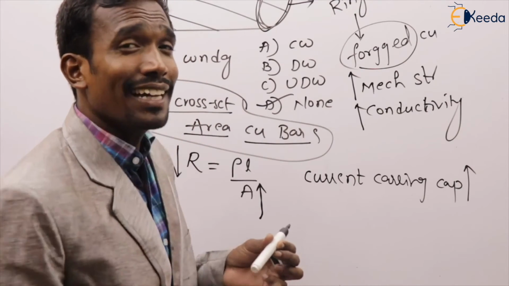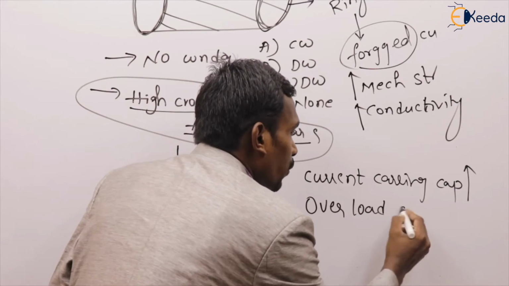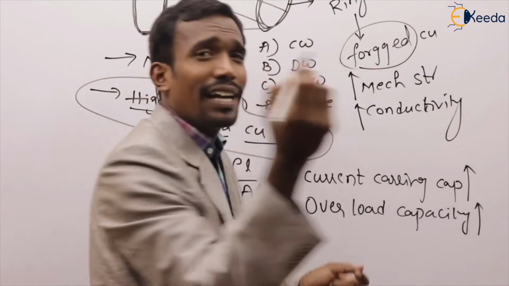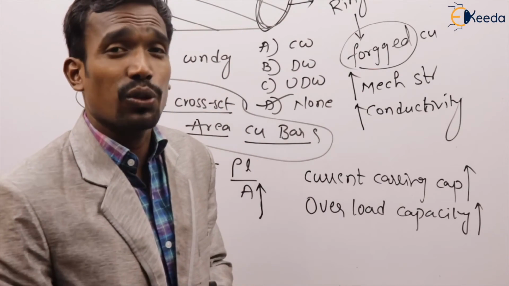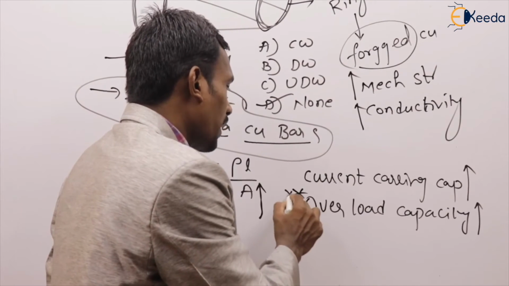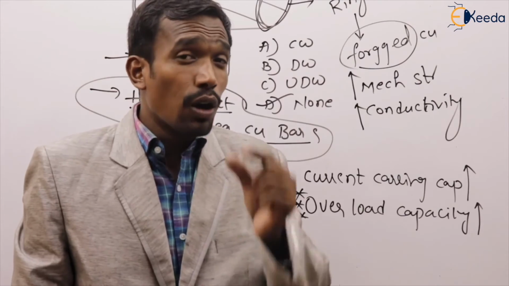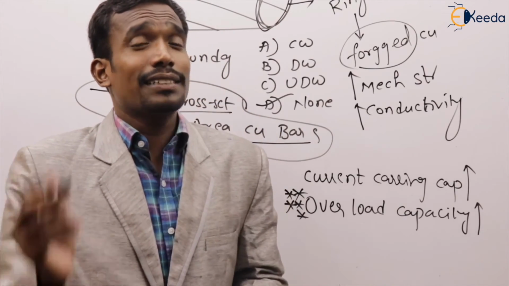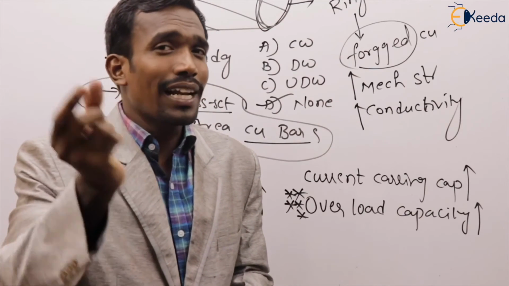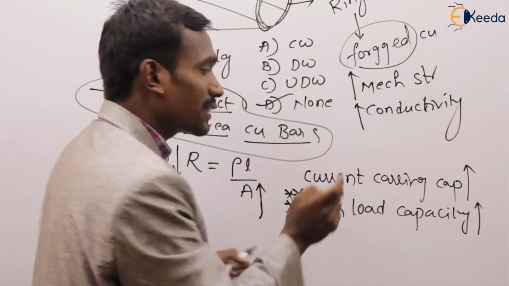So the current carrying capability is high, which indirectly means the overload capacity is very high for the squirrel cage rotor. This is very, very important. In the slip ring induction machine, the starting torque is very high. In the squirrel cage rotor, the overload capacity is very high.